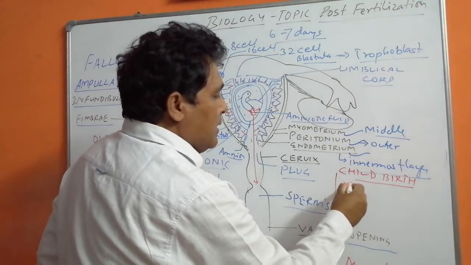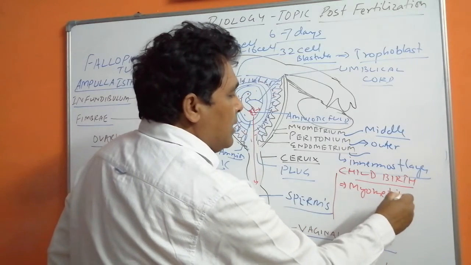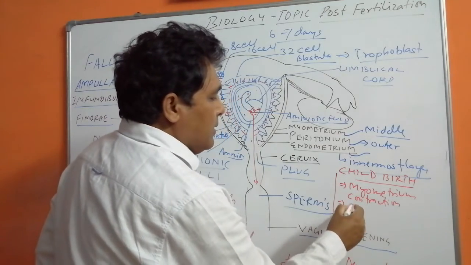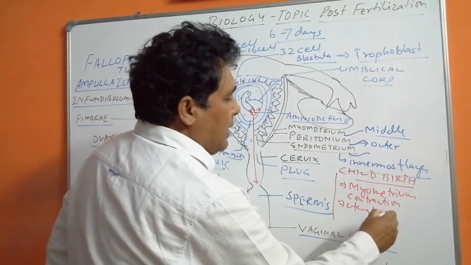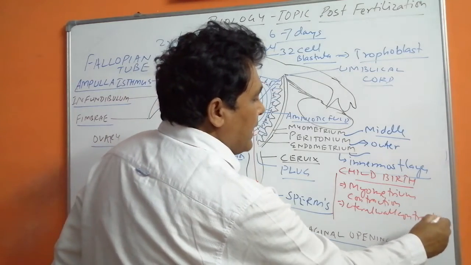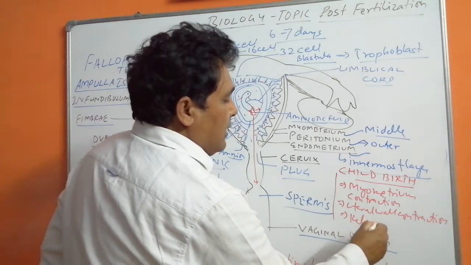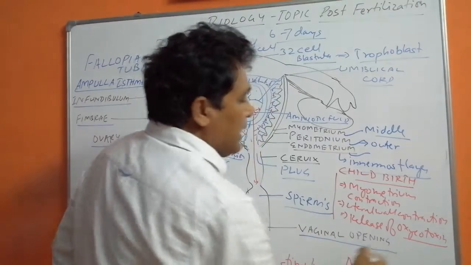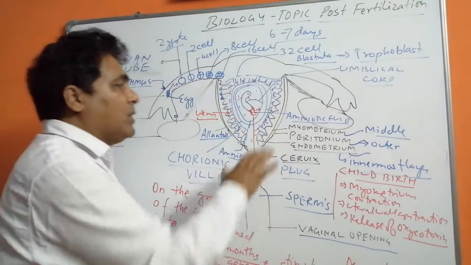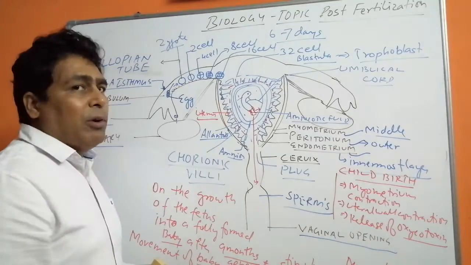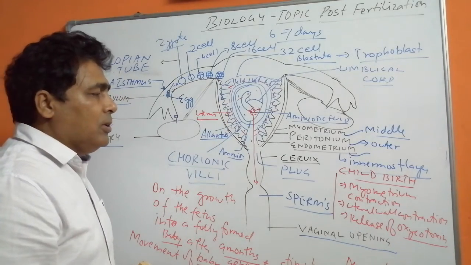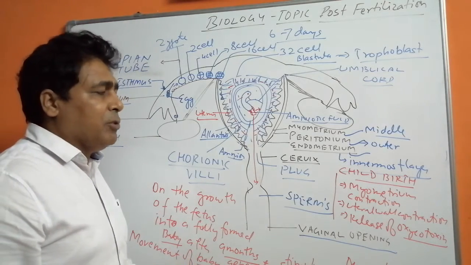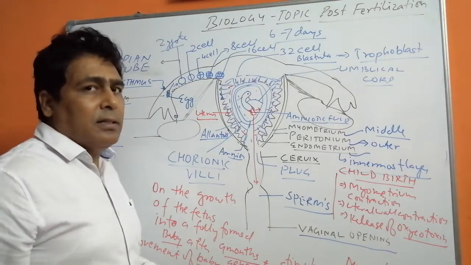takes place by myometrium contraction, uterine wall contraction, release of oxytocin, which causes more contractions, and push by the baby also and the mother also. So all these factors are responsible for the childbirth, which is also known as parturition. We will discuss this in the next lecture also.